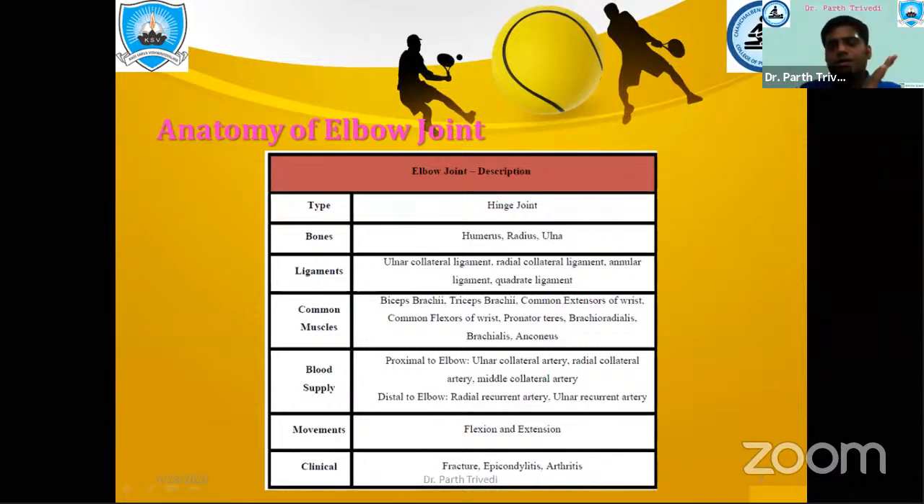Epicondylitis, you have lateral epicondylitis or lateral epicondylalgia, and medial epicondylitis and epicondylalgia, and arthritis. We have very few patients coming because of elbow arthritis. Elbow arthritis is not only osteoarthritis. We have rheumatoid arthritis, and gout also comes into the picture. Okay, so this is how the anatomy of the elbow joint is considered.